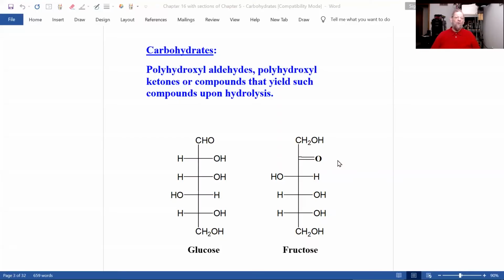Let's talk about what is a carbohydrate. A carbohydrate is a polyhydroxyaldehyde, polyhydroxyketone, or a compound that yields such compounds, polyhydroxyaldehyde or polyhydroxyketone, upon hydrolysis.